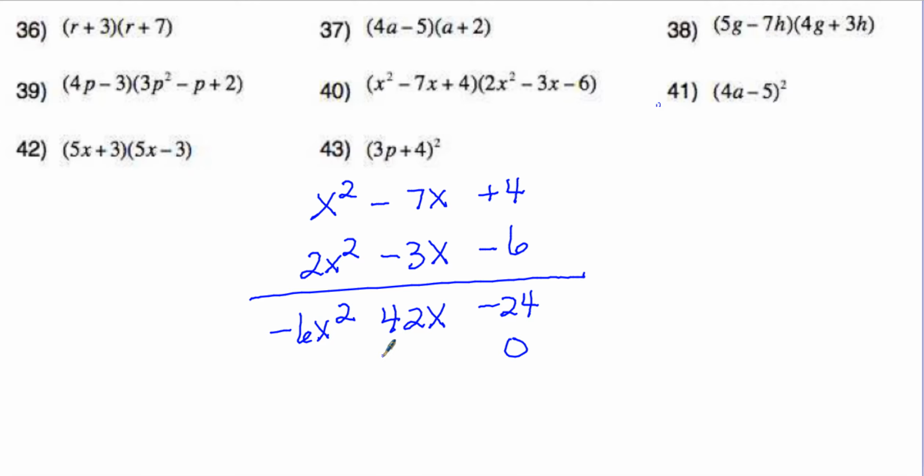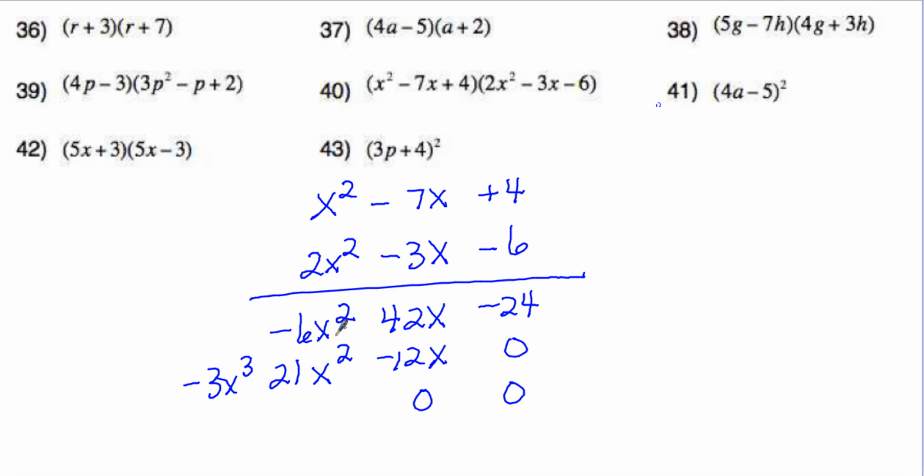Negative 3x times 4 is negative 12x. Negative 3x times negative 7x is 21x squared. Negative 3x times x squared is negative 3x to the third. Then I have two placeholders.